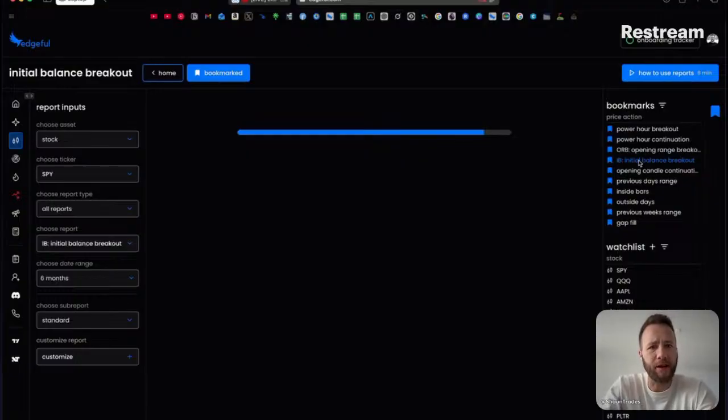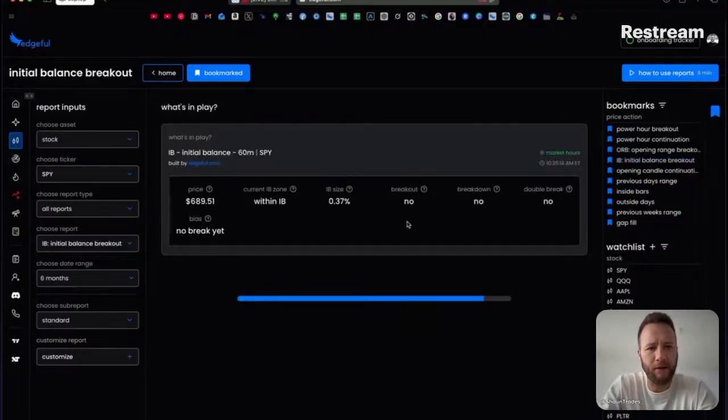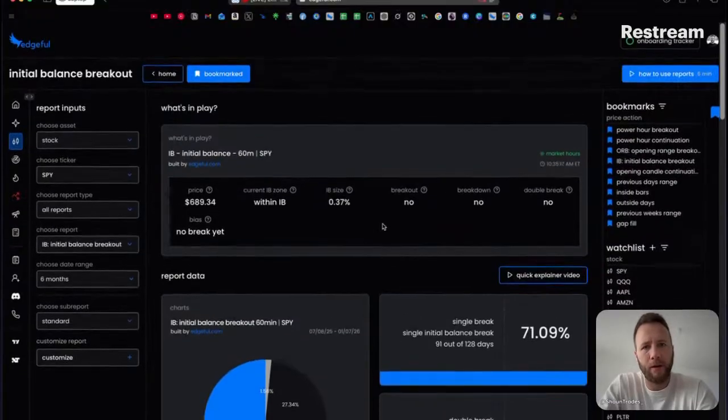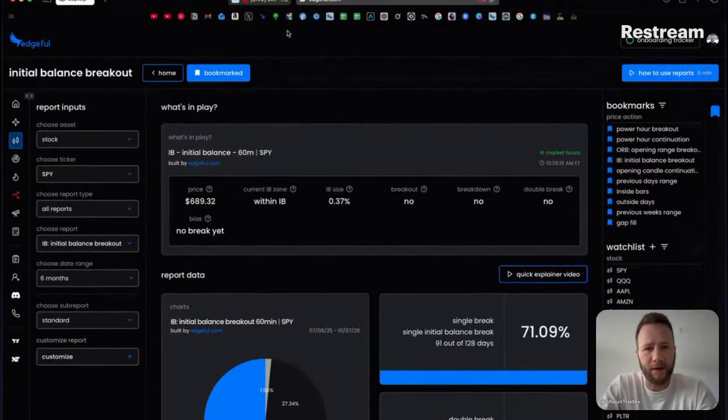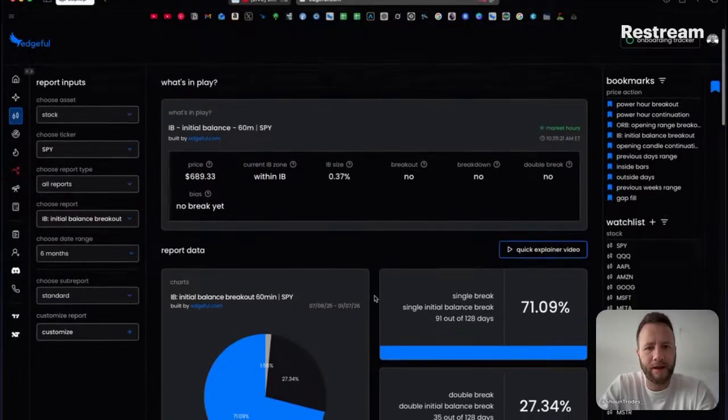The internet is actually really good here, but for some reason Edgeful platforms are taking a bit longer to load today. I've got like 500 megabytes per second download speed.